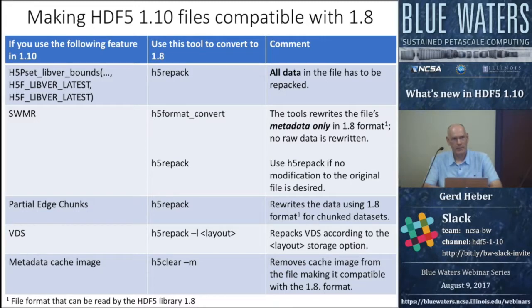And then last but not least, we talked about the metadata cache image. Let's assume in your acquisition cycle, you benefit greatly from metadata cache images, but then you would like to pass that file on to analysis into a pipeline that does not understand metadata cache images. Well, in this case, it's very easy. We have a tool called h5clear that can basically strip out that metadata cache image, so it will not create any problems, any issues, any incompatibilities in your downstream pipeline.